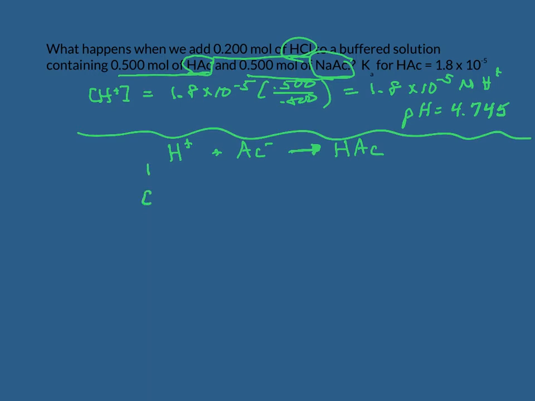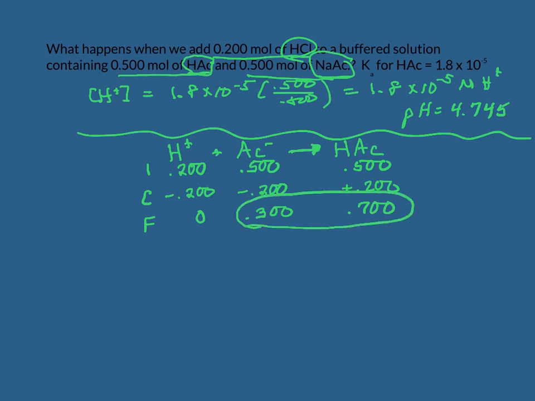And it's the first time now we're going to need to make an ICF box. Okay? Initial, change, final. And when you use an ICE box, you have to use molarity or atmospheres. When we use an ICF box, we have to use moles. So to start with, I have 0.2 moles of H+, and I have 0.5 moles of acetate. And don't forget, I also have 0.5 moles of acetic acid, because those were in the buffer. And now it's just stoichiometry, or limiting reactant. The H+ and the acetate, can you see that the H+ is going to run out first? And I'll use up the same amount of the acetate, and I'll make the same amount of acetic acid. So I end up with 0, 0.3, and 0.7. Notice that I have a weak acid and its conjugate weak base.